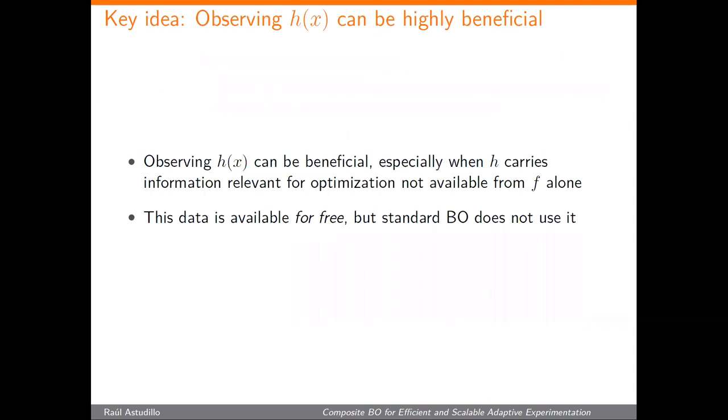So the key idea behind the approach that I'm gonna describe here is that observing the inner function H of x can be highly beneficial. And that's gonna be especially true when H carries information that is relevant for optimization, but it's not available from observations of the objective function alone. And I would also like to emphasize that this data is available for free, right? We're getting the inner observations as part of the computation of the objective function. However, standard Bayesian optimization does not use this information. So that can be potentially wasteful, as we're gonna see.